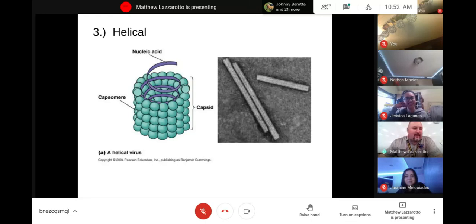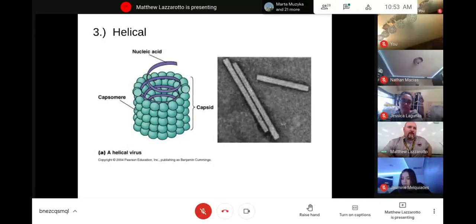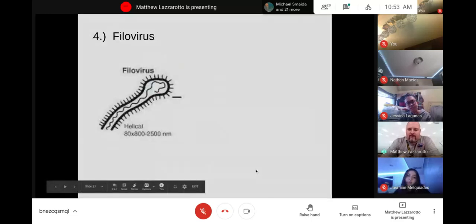All right. Helical virus. The example for this is tobacco mosaic virus, TMV. Tobacco mosaic. So tobacco plants. This is like a scourge for tobacco plants. They pick up this virus pretty easily. So that's going to destroy the crop if you don't protect against it.